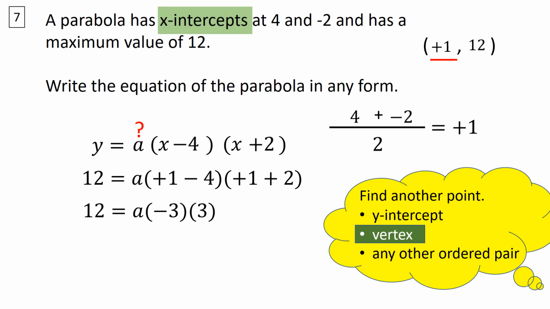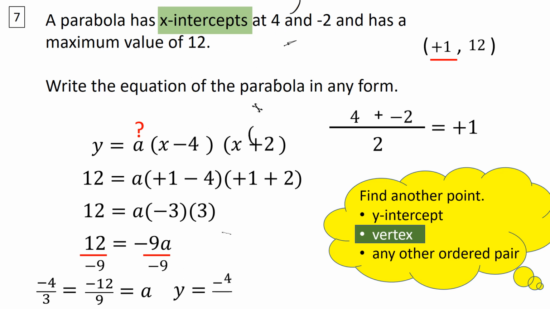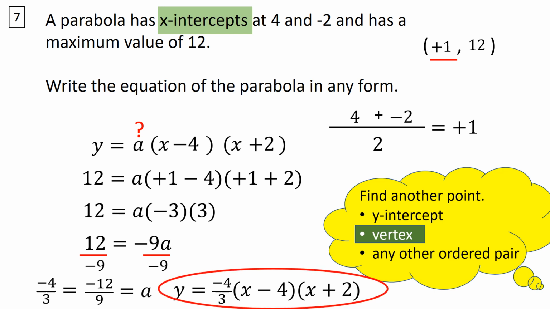And that's going to be -3 times +3 times a is going to be 12. So -9a is equal to 12. Get a by itself. We'll divide by -9. That'll simplify a little bit, give me -4/3. -4/3 is my a value. So that's going to be y equals -4/3 times x minus 4 times x plus 2. That is our factored form version, but we didn't have to go factored form.